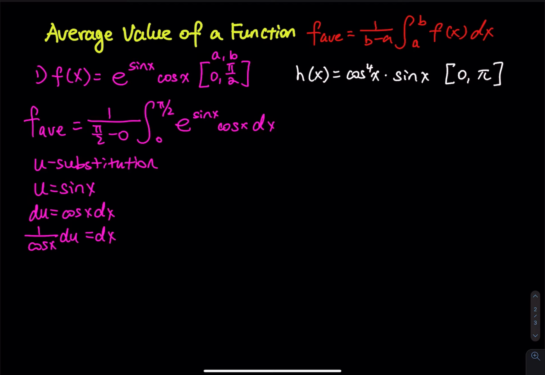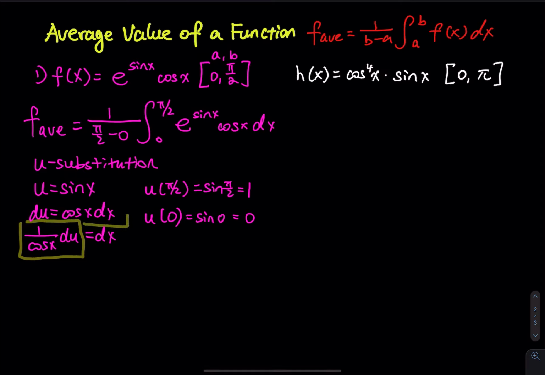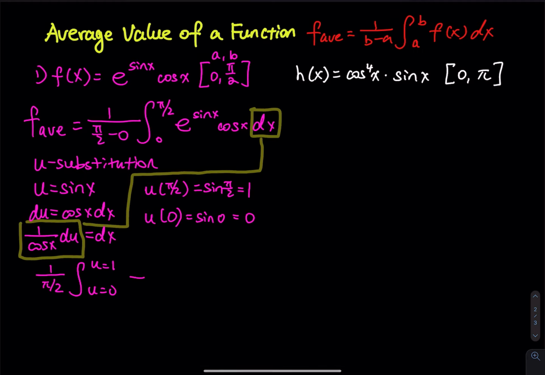So the pi over 2 and the 0 are in x. Let's put them in u. So u of pi over 2 equals sine of pi over 2, which equals 1, and u of 0 equals sine of 0, which equals 0. So when you do the change of variable, you replace the dx with this piece right here. And then that is 1 divided by pi over 2, integral from u equals 0 to u equals 1, of e raised to the u, and then cosine x times 1 over cosine x du.